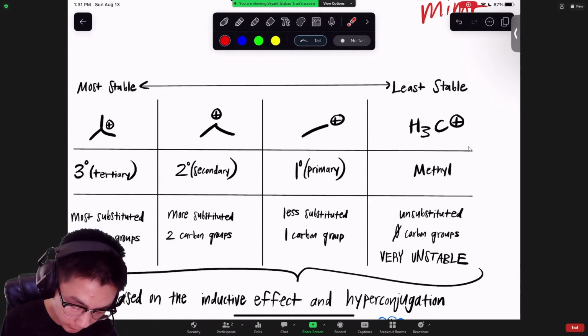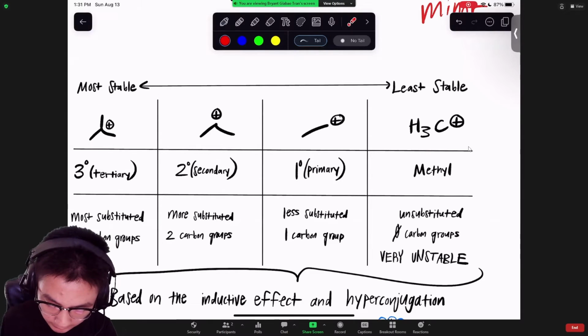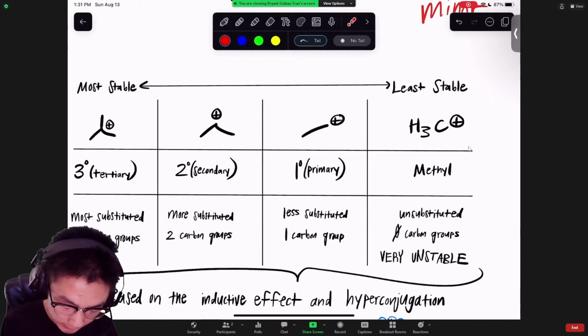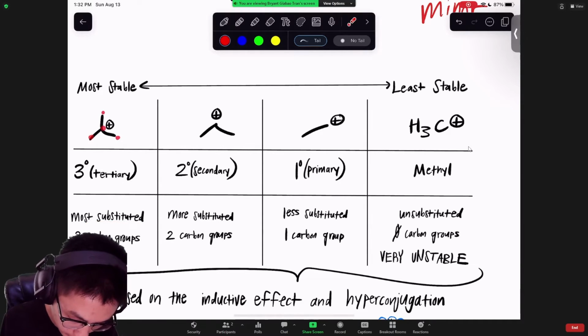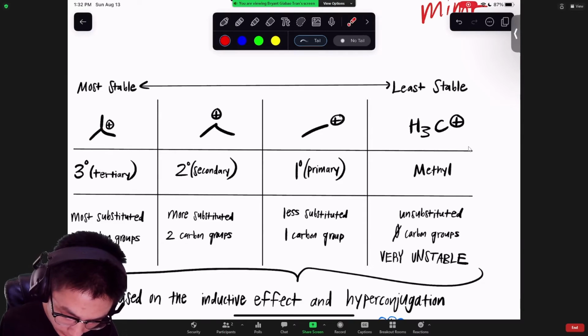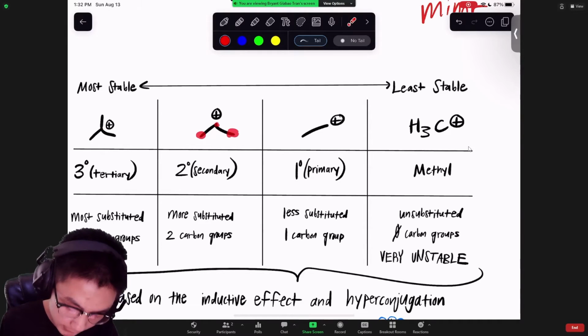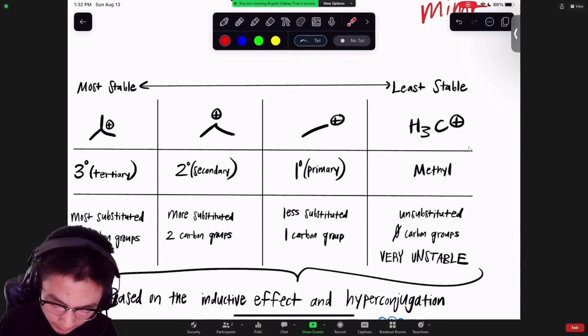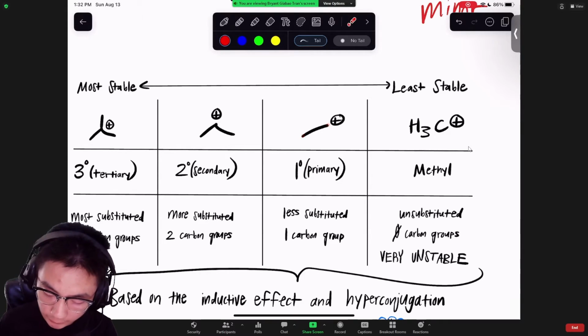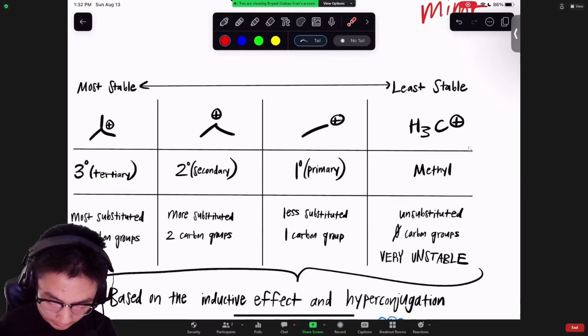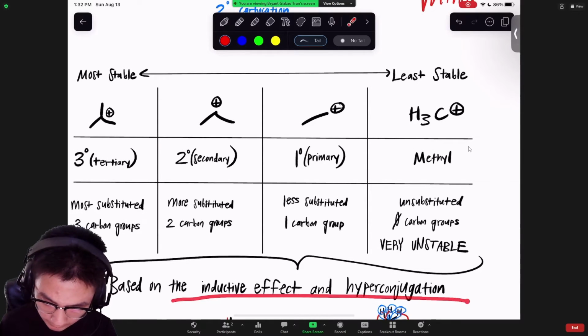The more substituted the carbocation is, the more stable it is. The less substituted it is, the less stable it is. We see here the tertiary carbocation is the most substituted, with 3 carbon groups attached to the carbon with the carbocation. The secondary carbocation is the more substituted carbocation with 2 carbon groups attached to the carbon with the positive charge. The primary carbocation is the least substituted carbocation because this carbon holding the positive charge only has 1 other carbon attached to it, and then the very least stable carbocation has no carbon groups attached to it. And these are based on the inductive effect and the hyperconjugation effect.